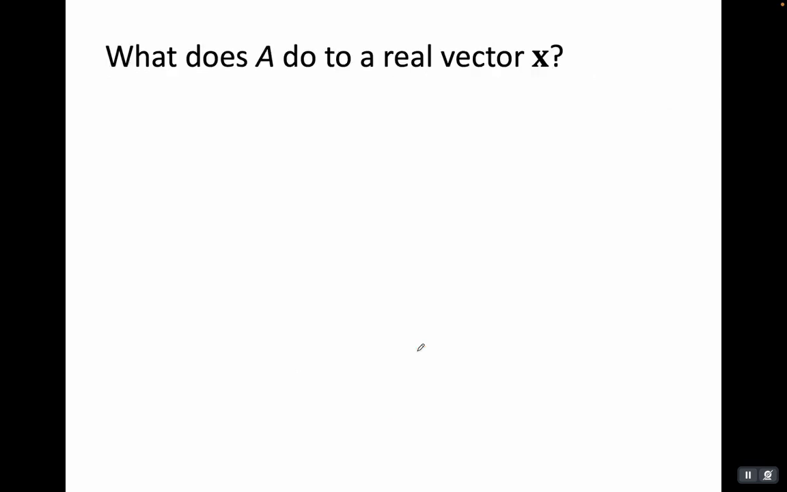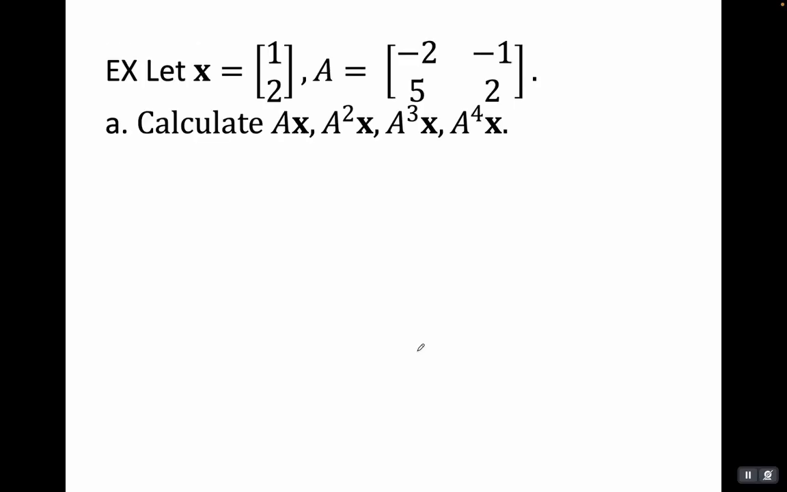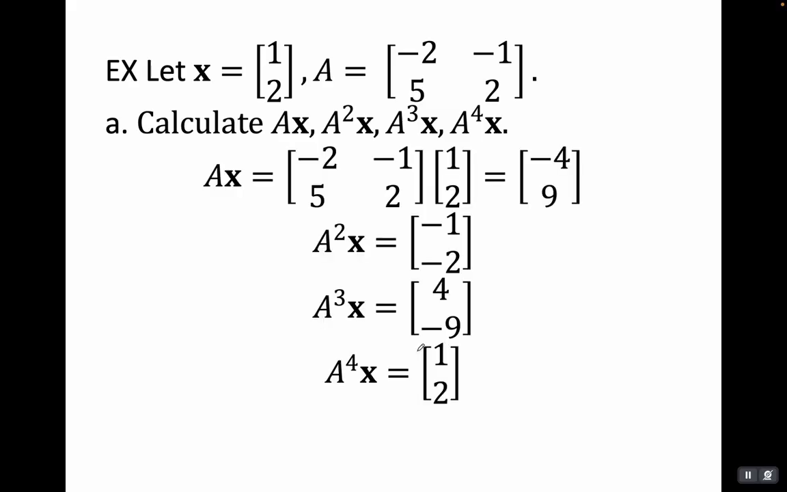Okay, so now what does A do to a real vector x? What does that matrix do when you multiply it by x? Okay, let's calculate Ax, A squared x, A cubed x, and A to the fourth x if x equals, say, [1, 2], and A looks like this. Okay, just grind this out on a calculator or some other way. Ax is [-4, 9]. A squared x is [-1, -2]. A cubed x is [4, -9]. And A to the fourth x is back to [1, 2]. Very strange. You're back to [1, 2].